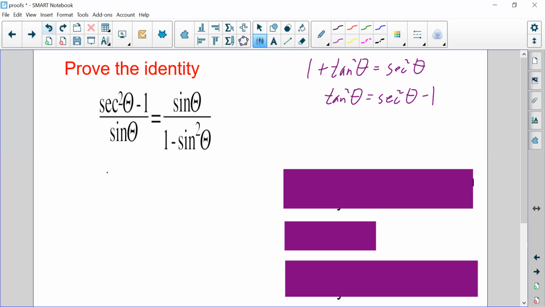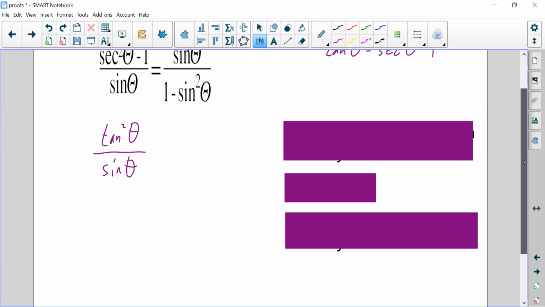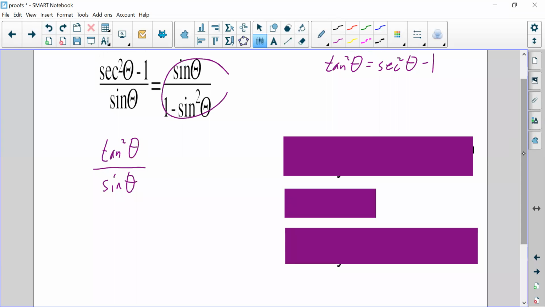So I'm going to replace this with tangent squared. I don't know if that's a good idea or not, but we'll see. All right, now what? I want to get this. Well, now let's convert to sine and cosine. I know tangent squared is sine over cosine, so it must be sine squared over cosine squared equals, I'm sorry, over sine theta.